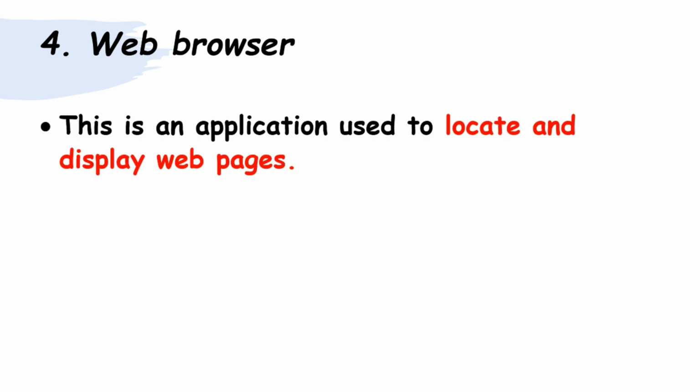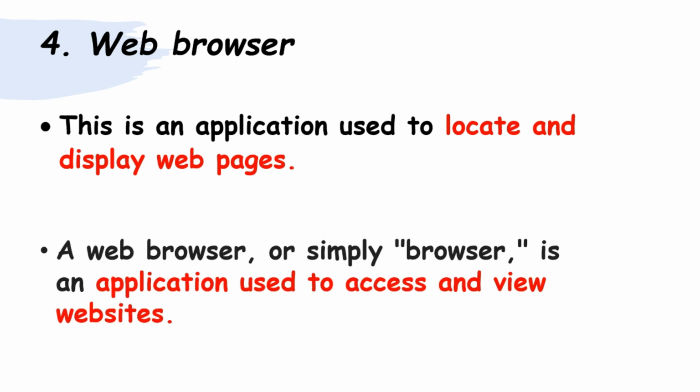Right. Fourth one, web browser. This is an application used to locate and display web pages. There are web pages, for example, Facebook. So this is an application used to locate and display web pages. A web browser, or simply browser, is an application used to access and view websites.